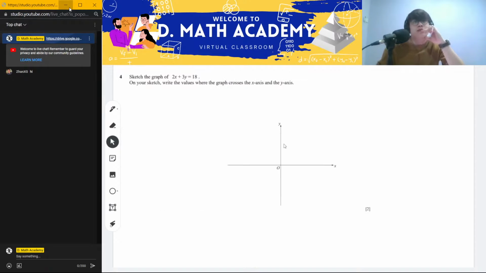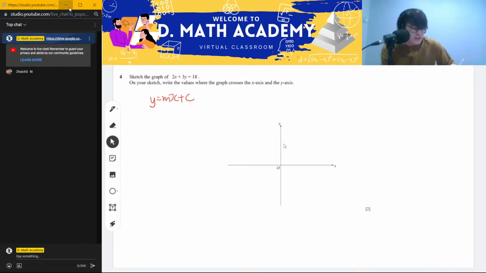Okay, let's look at the next one. They asked you to sketch this out. Okay, this question number 4 here is the easy one because they don't involve quadratics. All you need to do is to make it into your y equals mx plus c arrangement. Then you'll be able to solve.